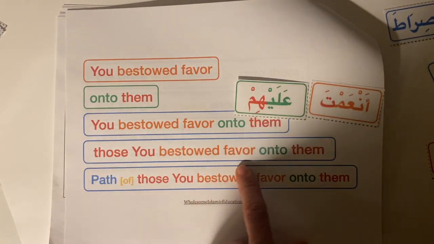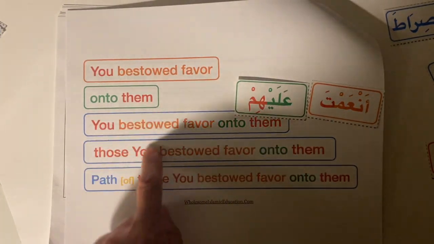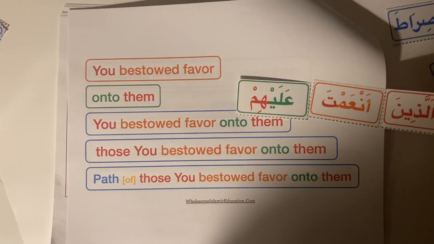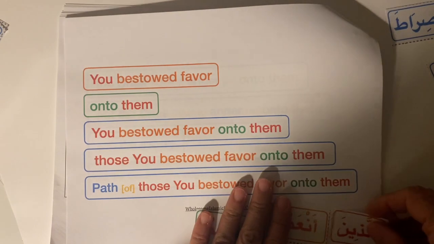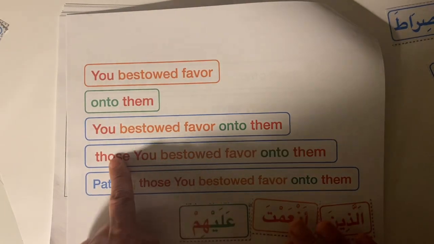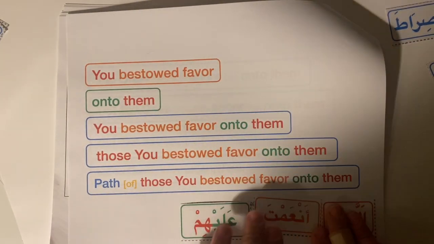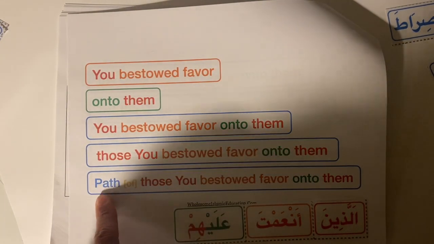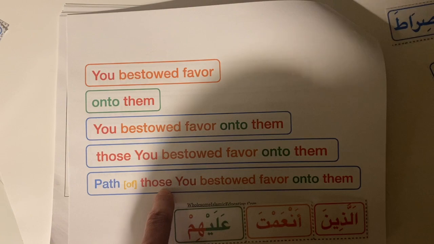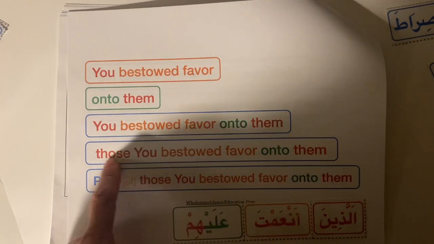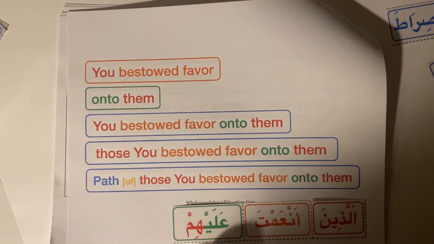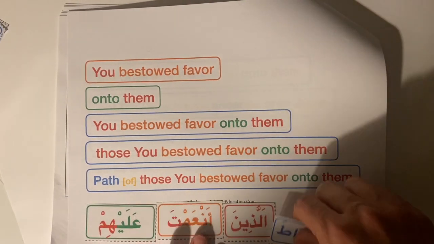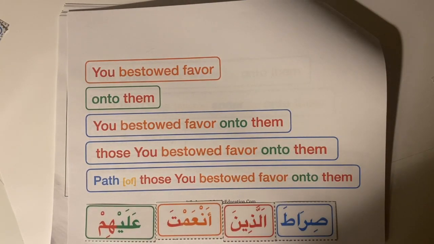Those you bestowed favor onto them. So we're just missing the word those over here. That's the only red word we have, الذين أنعمت عليهم. Okay, so that is basically those you bestowed favor onto them. I'm just putting it here because I don't have enough space there. And then finally, path of those you bestowed favor onto them. So we're missing the word path over here, and that would be صراط. So صراط الذين أنعمت عليهم.